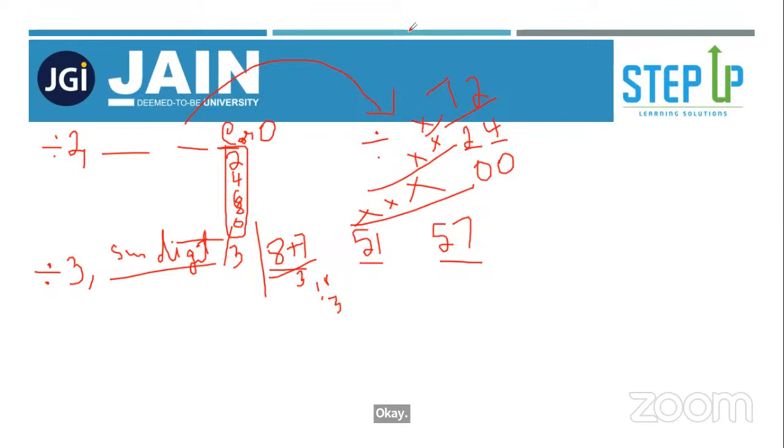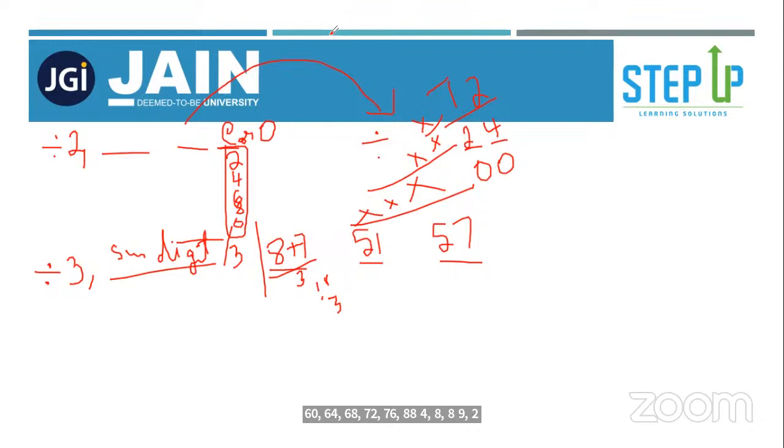Peter, you can unmute yourself. Okay, so it's 4, 8, 12, 16, 20, 24, 28, 32, 36, 40, 44, 48, 52, 56, 60, 64, 68, 72, 76, 80, 84, 88, 92, 96, 100.